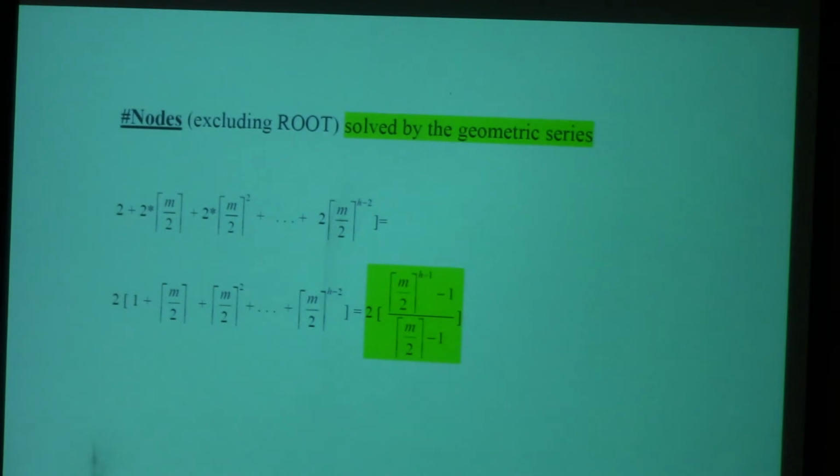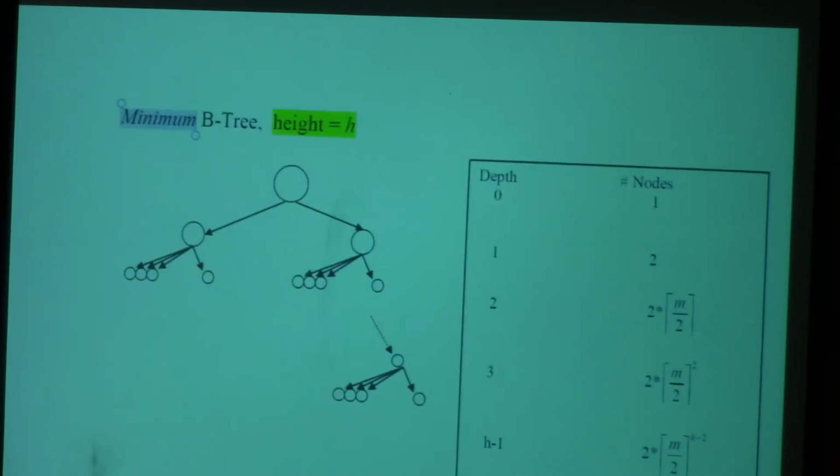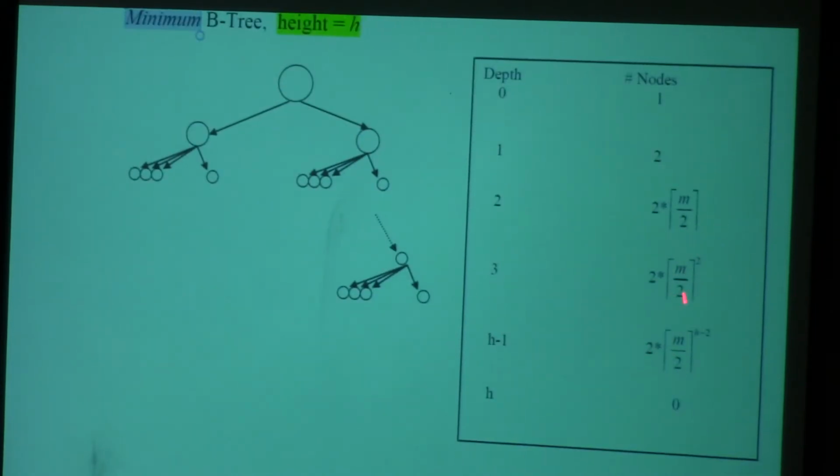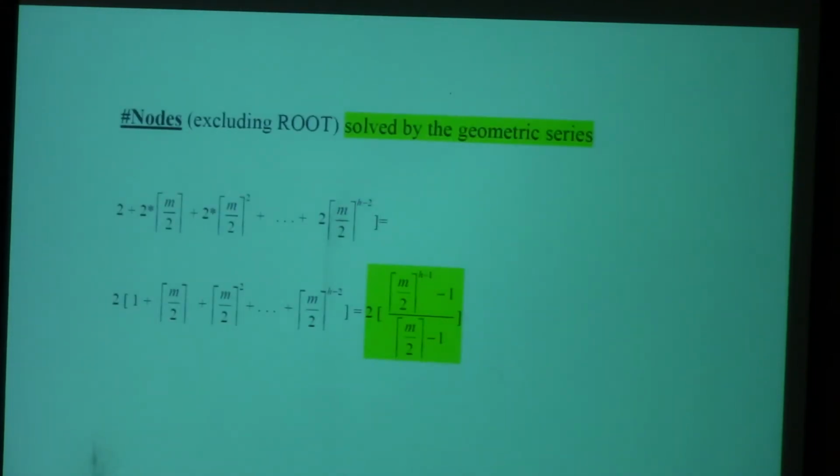And so the number of nodes, I'm taking the root out of it, can be solved by the geometric series, and you can clearly see that the ratio of the geometric series is m/2. So we start with 2 times m/2 times m/2 again to get this, times m/2 again, continuously, like this. So we have a geometric series, and the series is going to be simply solved by 2 times (m/2)^(h-1) minus 1 over m/2 minus 1. That is the expression for the minimum B tree, order m, height h.